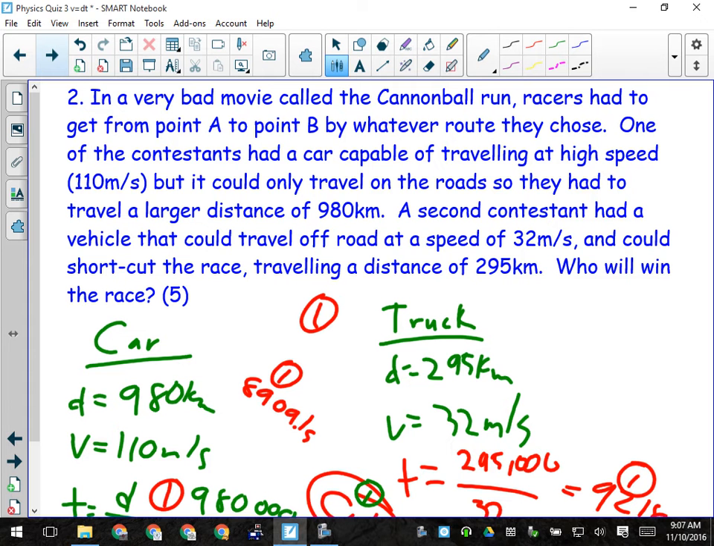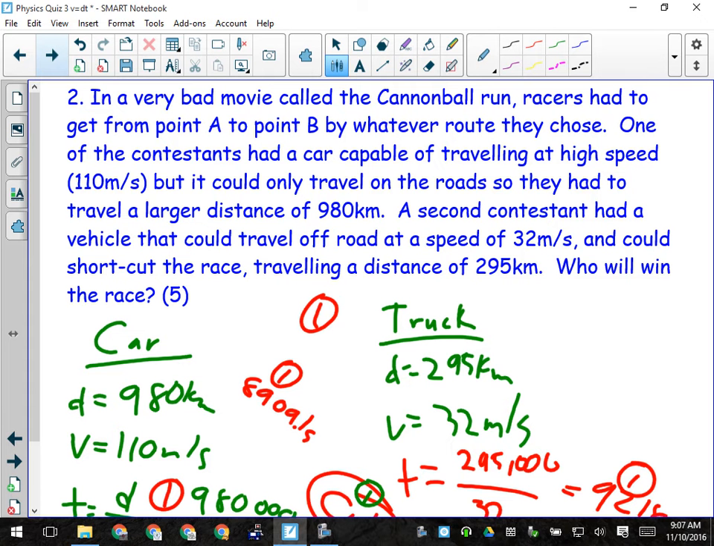Obviously, if you're driving a Lamborghini Countach, you are not going off-road, because you'll scrape the bottom off on speed bumps if you're not careful. So they have to stick to the highways, but they can go 110 meters per second. They also have to travel a lot further because they have to stick to the highways.